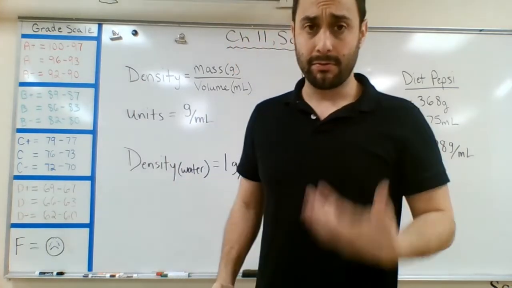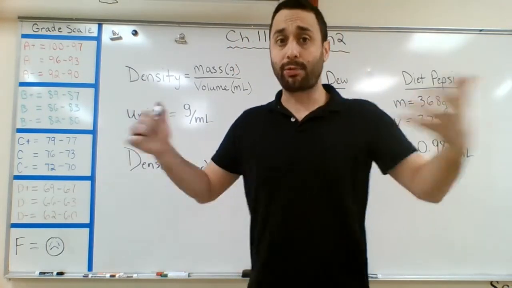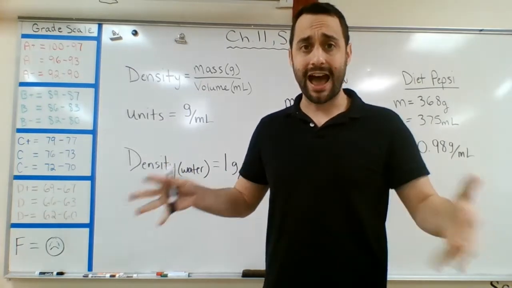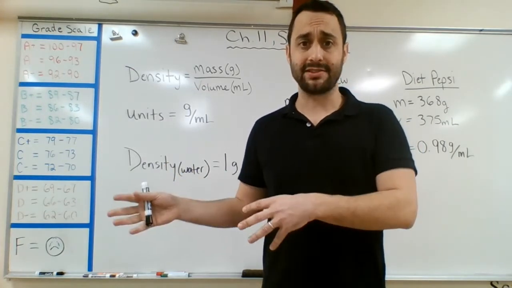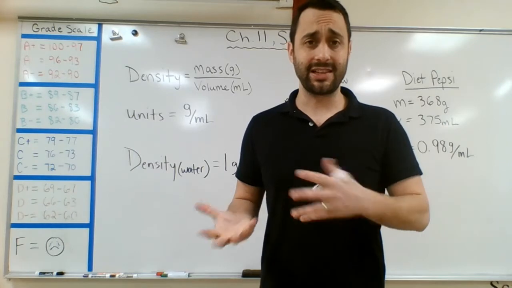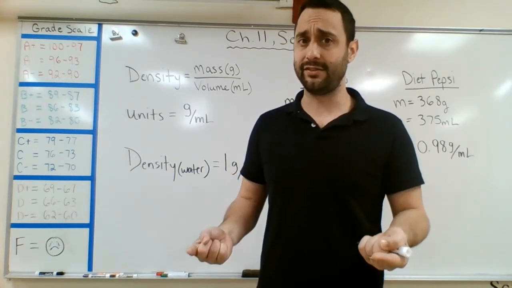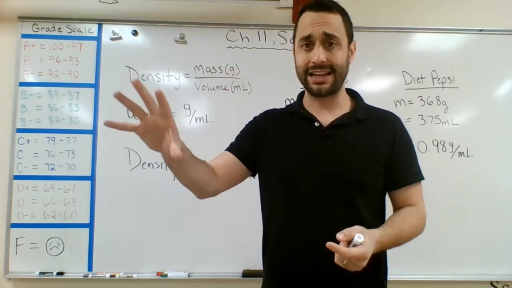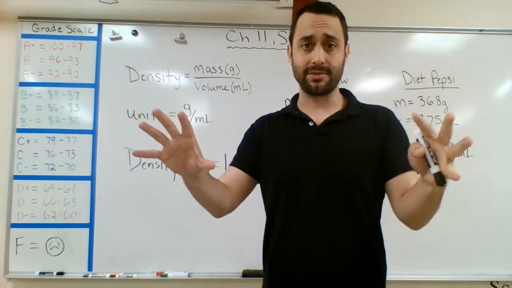And so most objects are going to have no problem floating in a vat of mercury because mercury has much more density. So whether something sinks or floats has to do with what's called the relative density. You're comparing the density of the object to the density of the substance it's floating in.